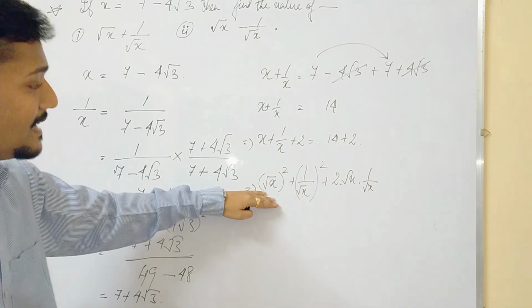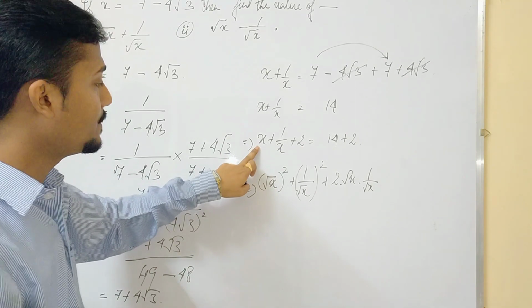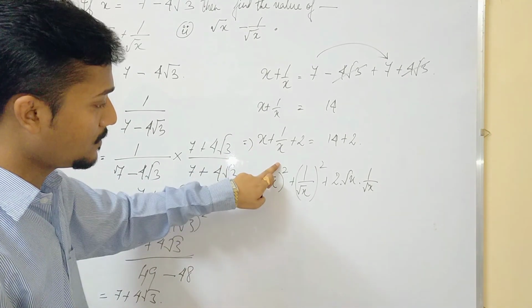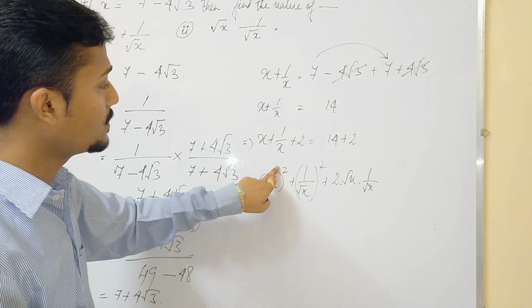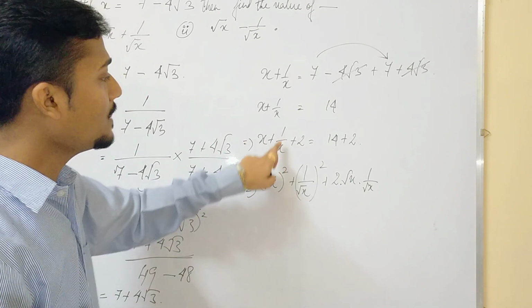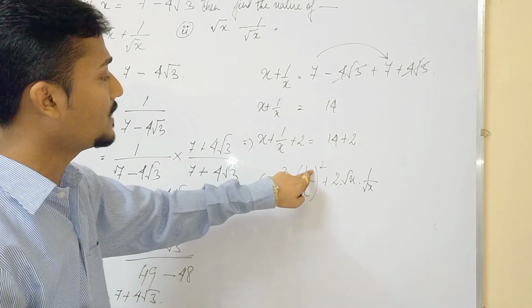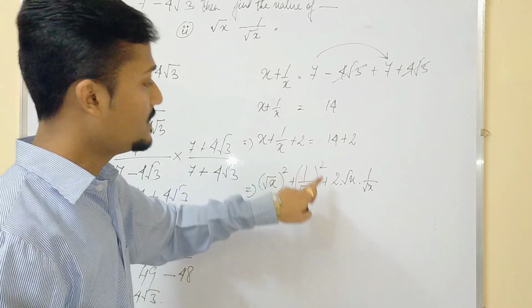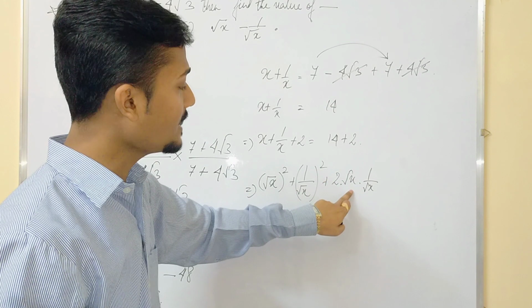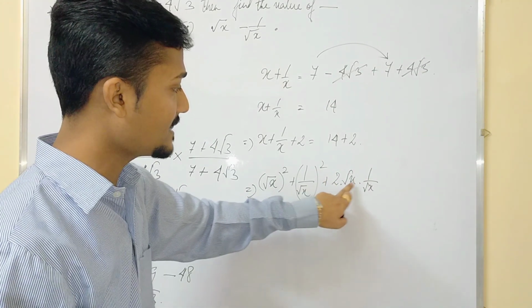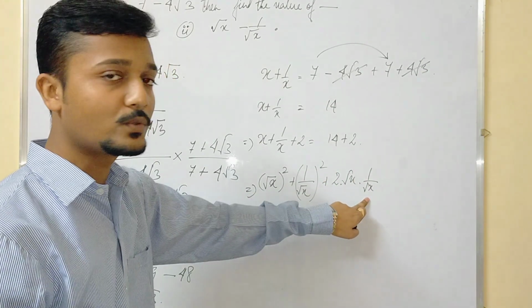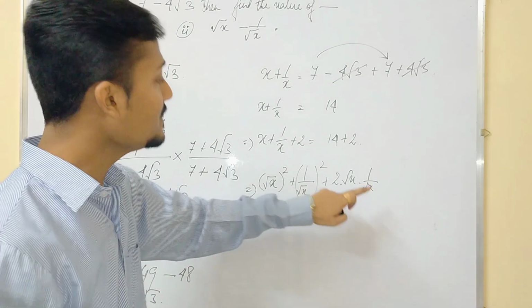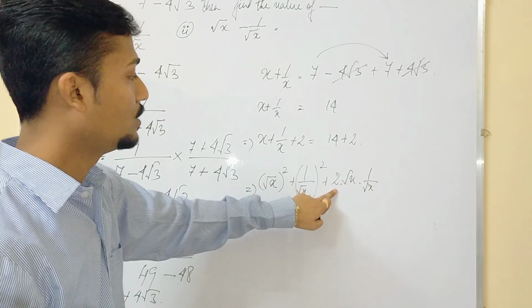Yes, both are same. That means x I can represent as root over x whole square, because root over x whole square is equal to x. 1 by x is equal to 1 by root over x whole square. 2 is equal to 2 into root over x into 1 by root over x. Root over x and root over x both will be cancelled and the answer will remain 2.